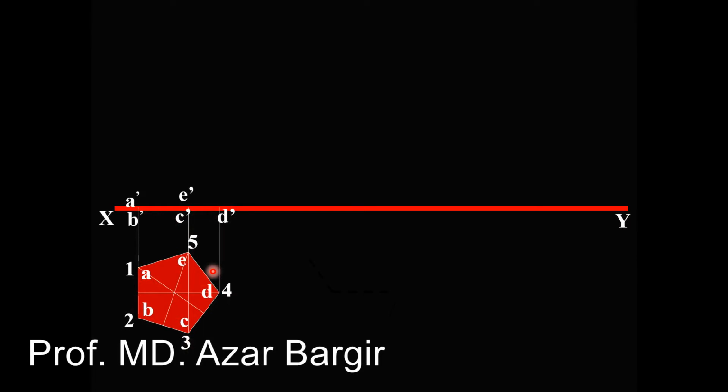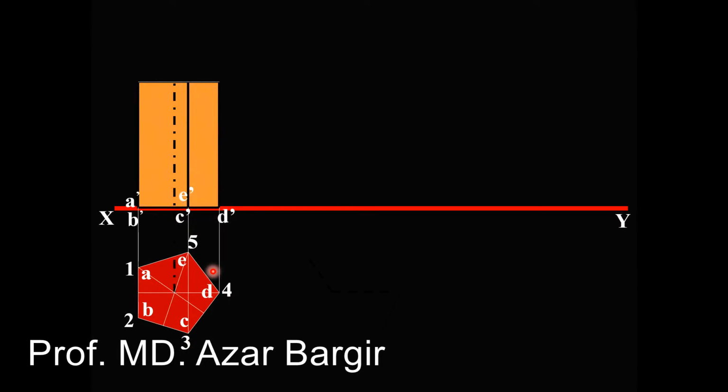Then the axis height given is 70 mm. You have to draw it at 70 mm and name these points 1 dash, 2 dash, and so on. This line should be dark because it is the vertical edge of this solid.